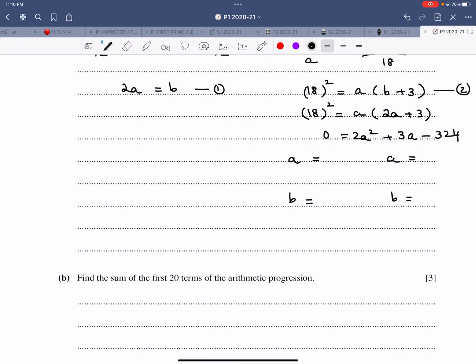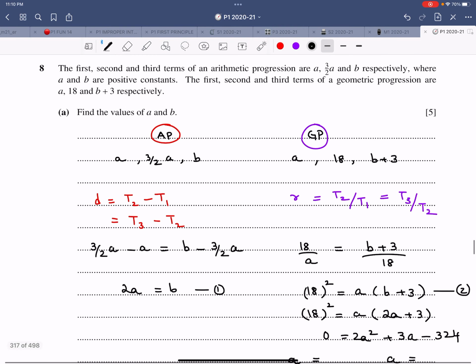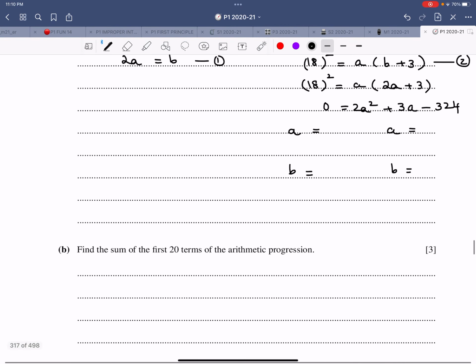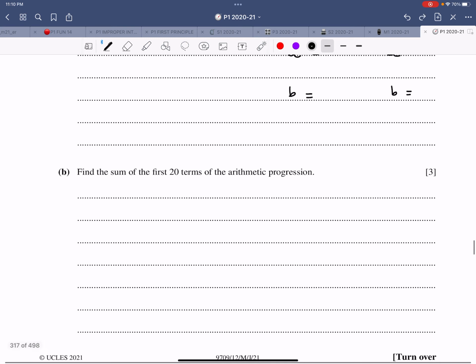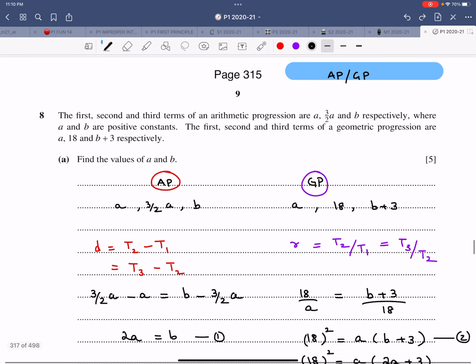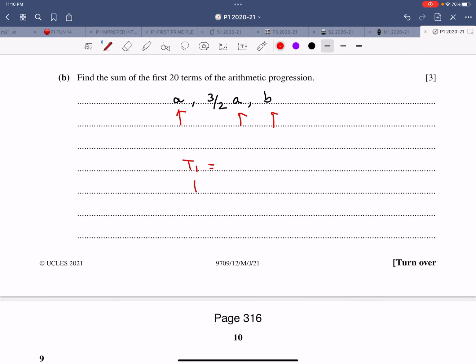Now what else is it asking for? Find the sum of the first 20 terms of the AP. Now if they talk about the sum of the first 20 terms, so a came out to be something. So therefore we have, what are the first three terms? That is a, 3 over 2a and b. When you plug in the values, you will have the first term, you will have the common difference. First term is actually a, and they're asking for the sum of the 20 terms. Sum of 20 terms is 20 divided by 2, 2a plus 19d.